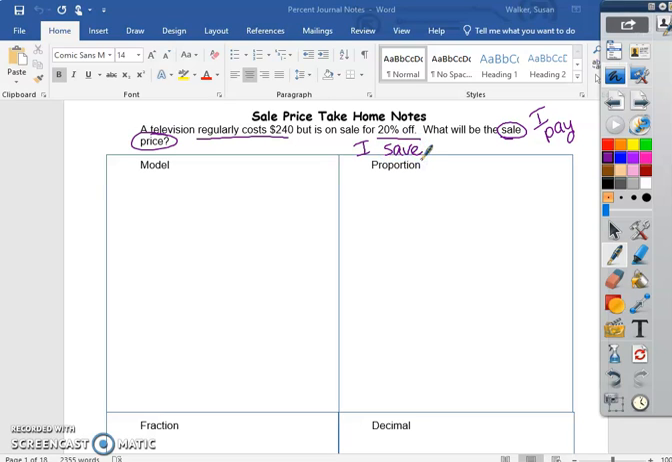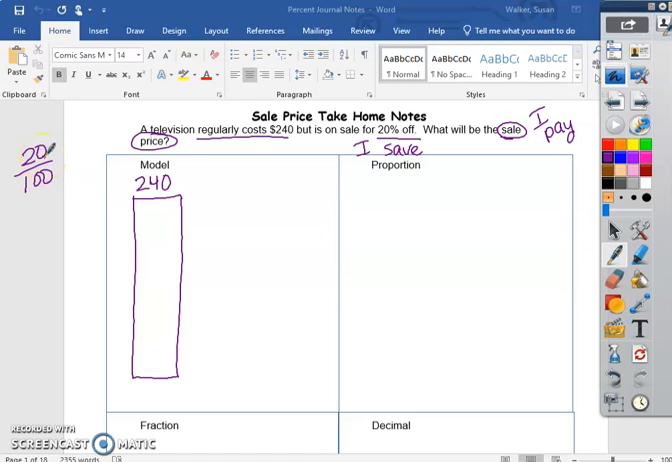Okay, so if we start with a model, we're going to have a television that regularly costs $240. I'm going to draw our model, and the whole thing represents 240. Now a percent compares to 100. So when I say percent, like 20%, basically that means 20 out of 100. That means if you have 100 parts, you're saving 20.